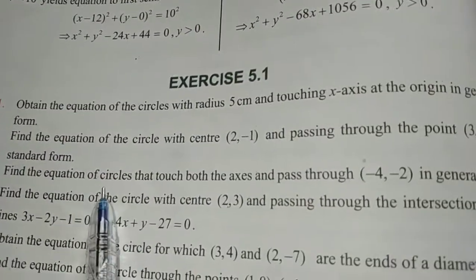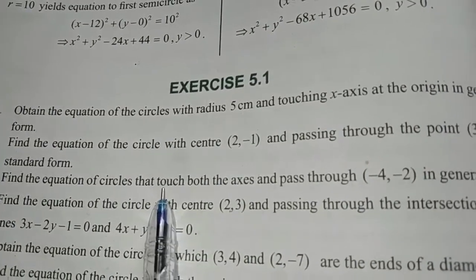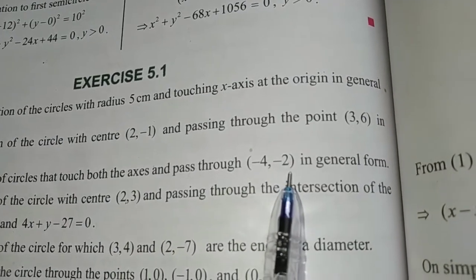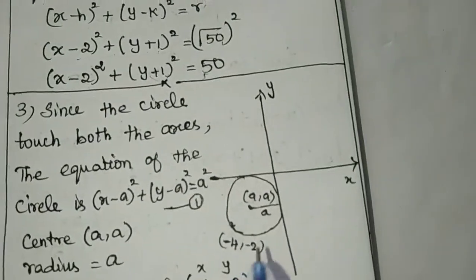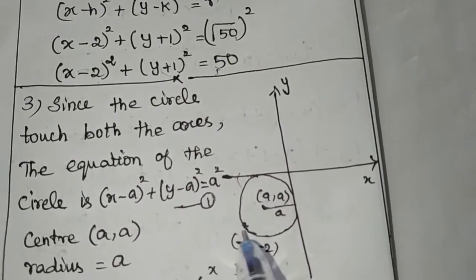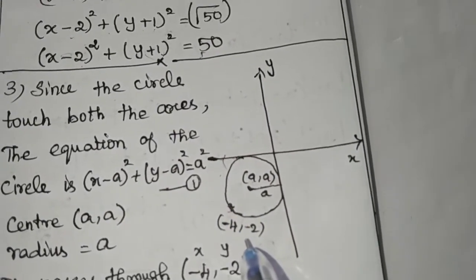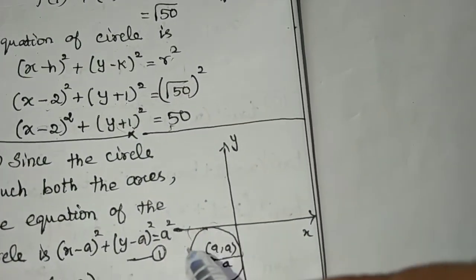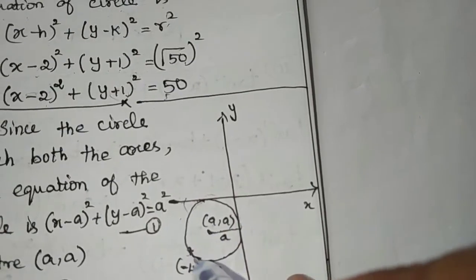Now the third one: find the equation of the circles that touch both the axes and pass through (minus 4, minus 2) in general form. In general form. See that one? This point is (minus 4, minus 2). Given the circles that touch both the axes. Now draw one circle touching both the axes.